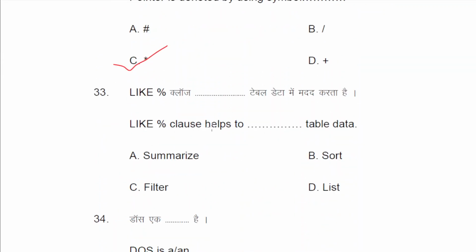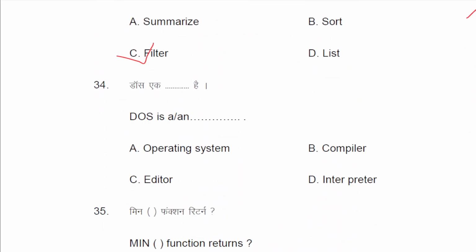Like clause helps to filter table data. We are using this like. Assume we have to get the list of names that start with A. So what we will do, select star from table, whatever the table name, where name like, giving something like this, A inside. So whoever is started with A, they will give that data. So it is used to filter the data from the table. So answer is C. DOS is an operating system.